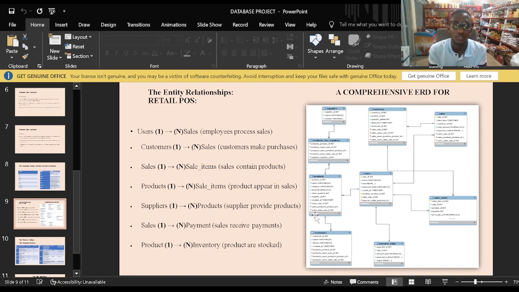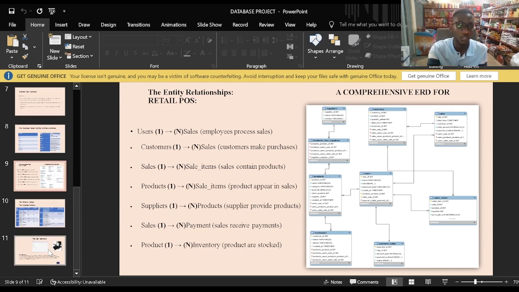Customers make purchases. They can make many purchases, and purchases fall under the sales. Sales can also contain products, which can also fall under the sale items as they buy them, and so on. So we have a comprehensive ER diagram for our entities, showing the relationships within them.